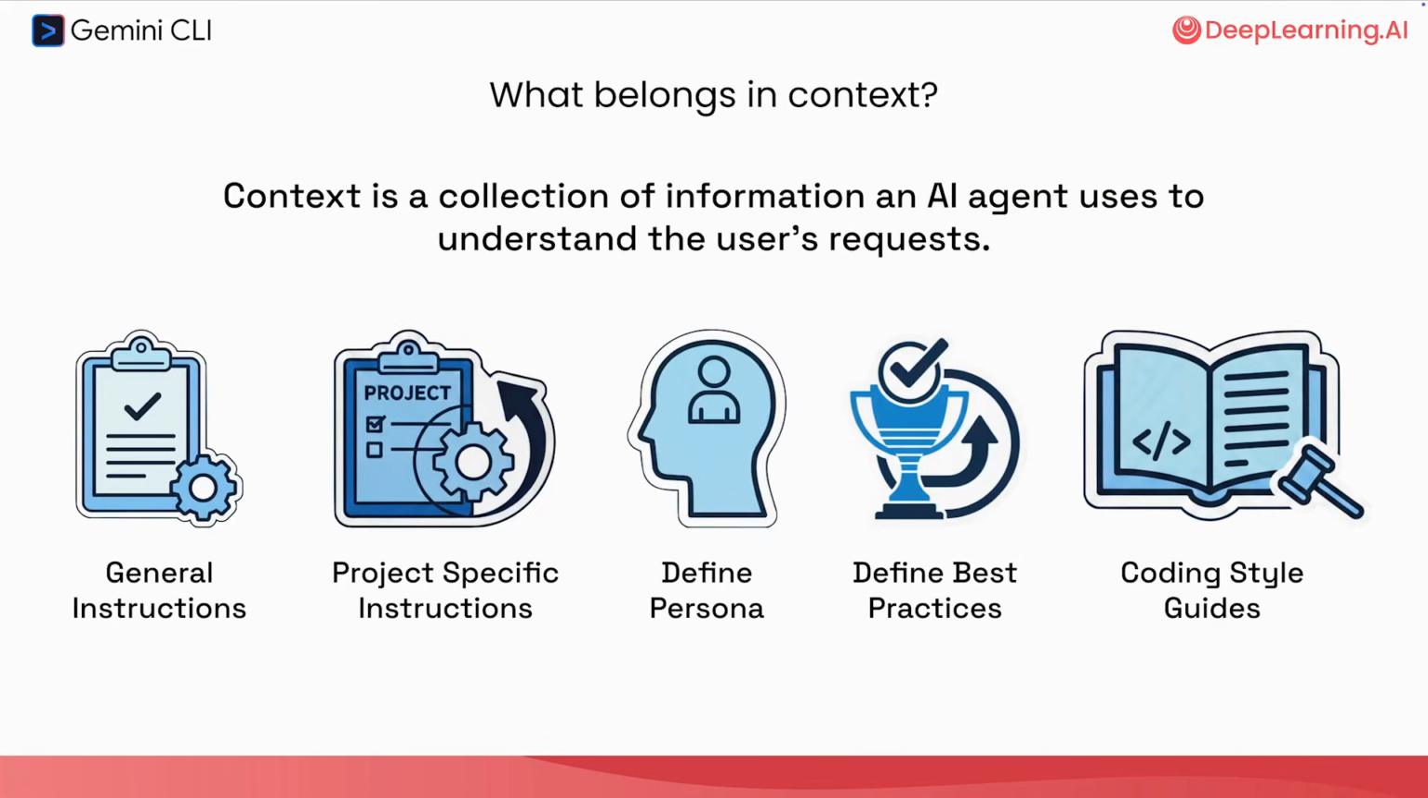Context is a collection of information an AI agent uses to understand the user's request. Context can come in various different forms. General instructions. It could be instructions specific to a given project, such as this is using Python, or this is using UV over pip. You can also give Gemini CLI a persona, such as you are a QA tester. Make sure to test the changes end to end after every change.